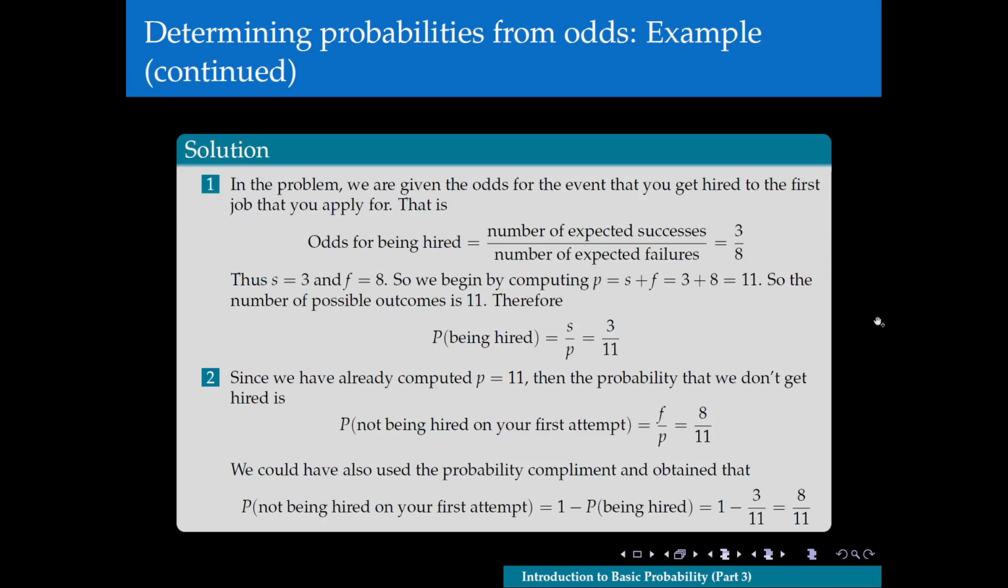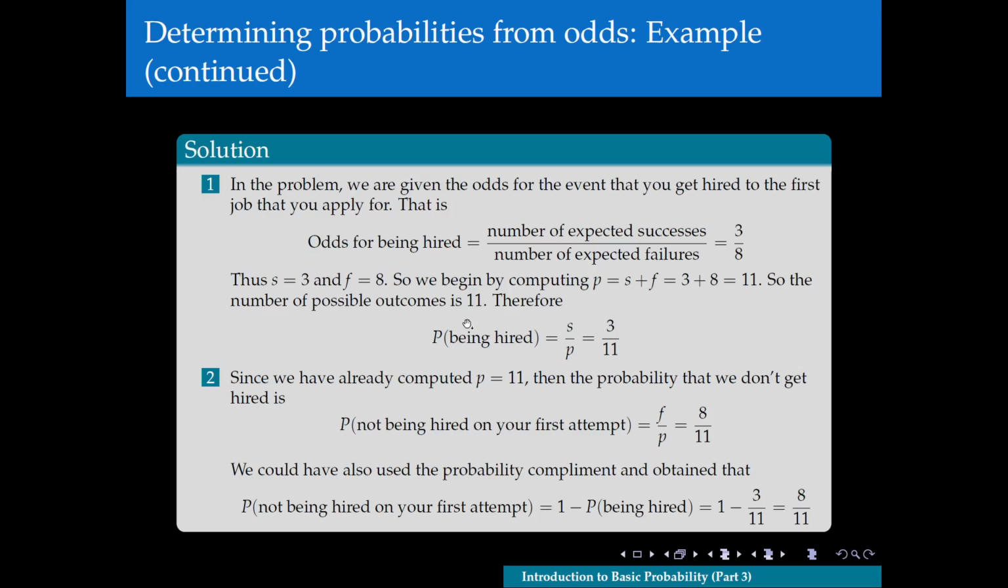In the problem, we are given the odds for the event that you get hired on the first job that you apply for. So the odds of being hired are the number of expected successes divided by the number of expected failures, 3 to 8. Therefore, we can imply that S, the number of successes, is 3, and F, the number of failures, is 8. We can now compute the number of possible outcomes P by adding S plus F, or 3 plus 8, which is 11. Therefore, the number of possible outcomes is 11.